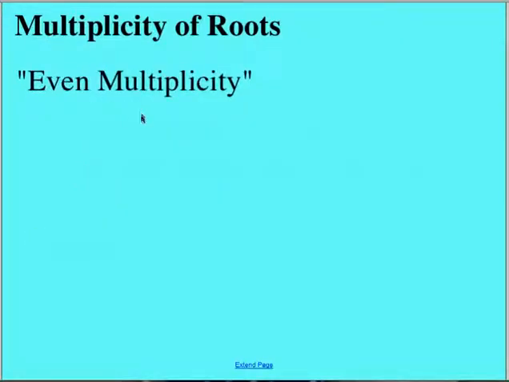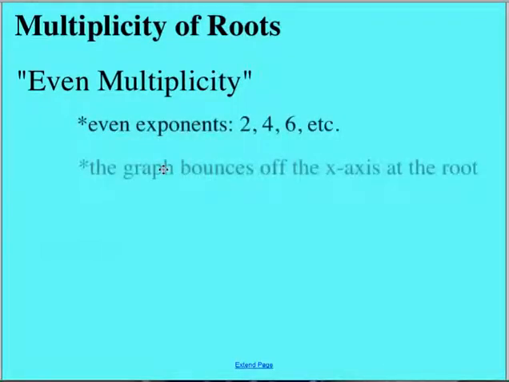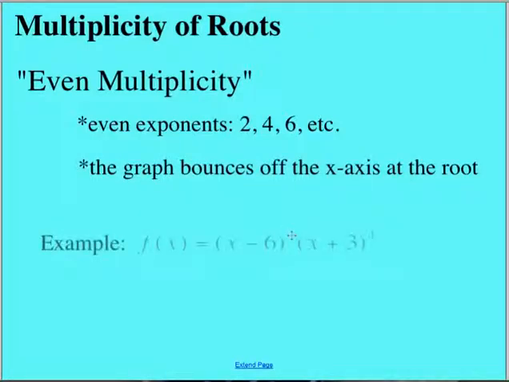An even multiplicity is when you have exponents that are even, so 2, 4, 6. And when you have an even exponent, the graph bounces off the x-axis at that root. So for example, if I have f of x equals x minus 6 squared times x plus 3 to the fourth, I have an x-intercept at +6. And that multiplicity is even, so it's going to bounce at +6. And then x plus 3 to the fourth means I have a root at -3, and it's going to bounce off the x-axis at -3.